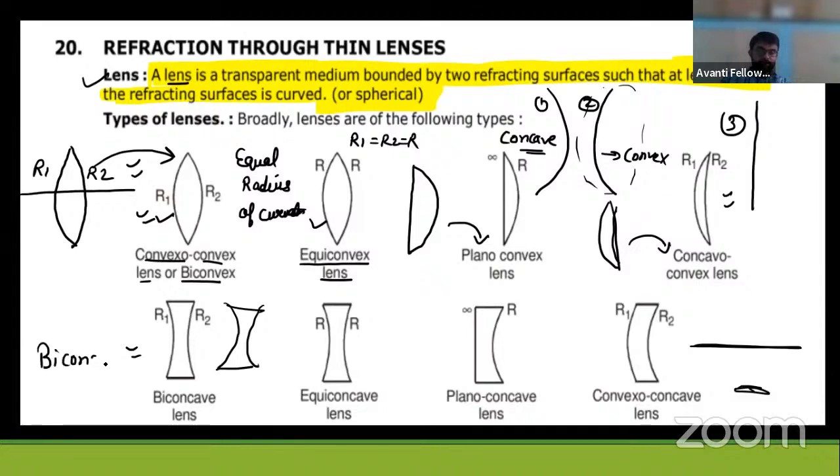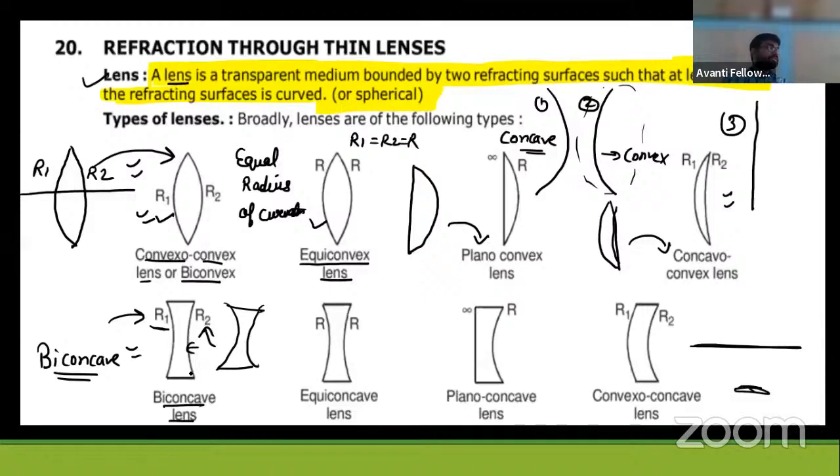Biconcave means the radii of curvature of both of the individual refracting surfaces. Suppose this is the first surface, so the radius of curvature for this surface is R1. If this is the second refracting surface, the radius of curvature for this is R2. If the curvatures are different on both sides, we'll say it is biconcave.